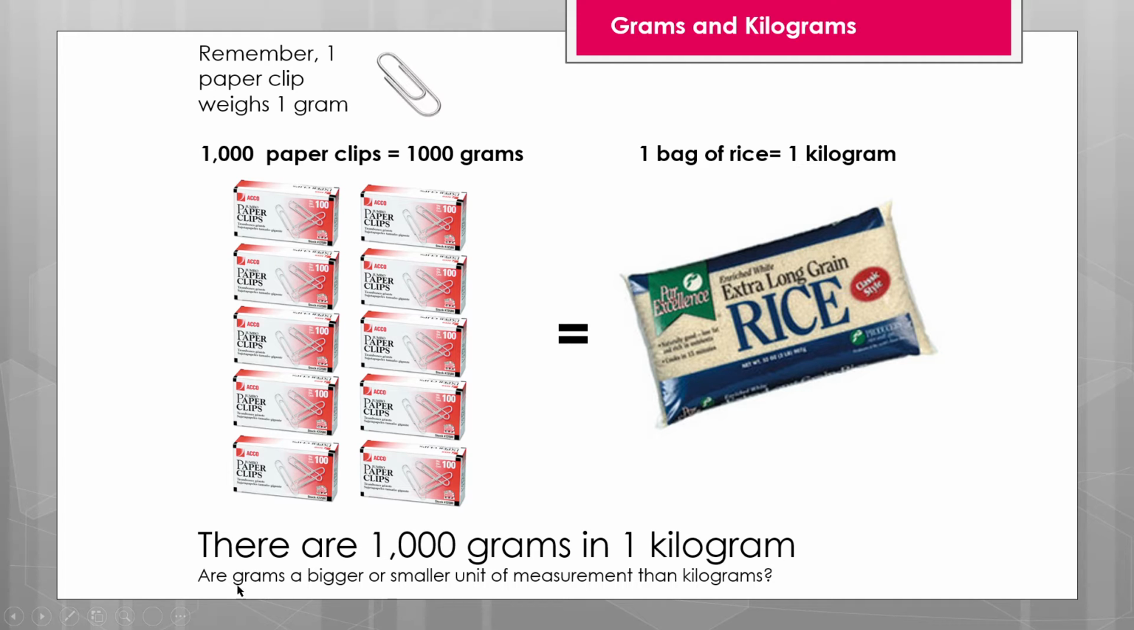Now, are grams a bigger or smaller unit of measurement than kilograms? Well, we said that 1,000 grams is equal to 1 kilogram. So 1 kilogram is a unit to weigh heavy things, and it's only 1 kilogram. So, of course, grams is a smaller unit of measurement than kilograms.